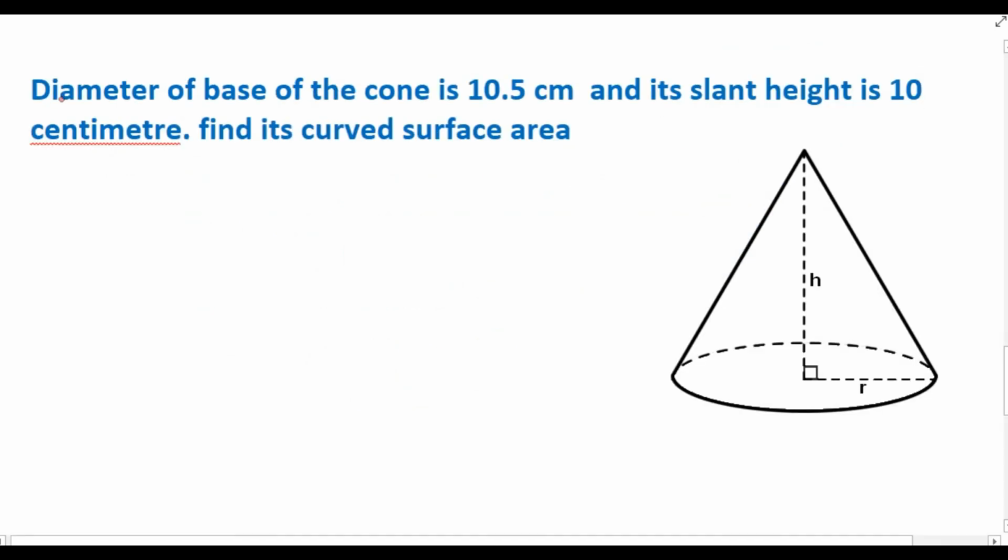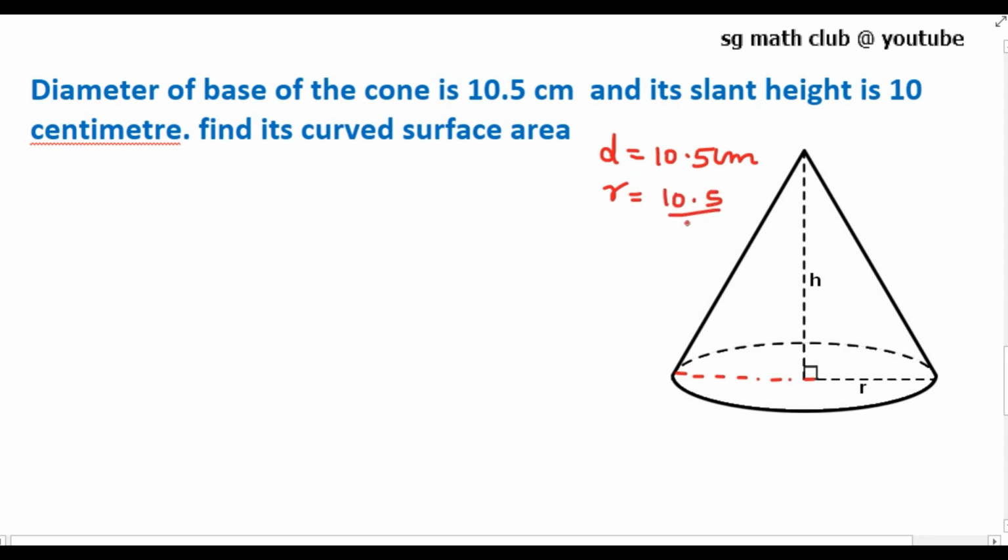And the radius of the cone is the same as the radius of the base, that is the circular base. So next question: the diameter of the base of the cone is 10.5 centimeter. Diameter means from here to here it is 10.5 centimeter. So radius will be half of the diameter. We can write 10.5 divided by 2. And slant height is 10 centimeter, so L is 10 centimeter. We need to find the curved surface area of the cone.